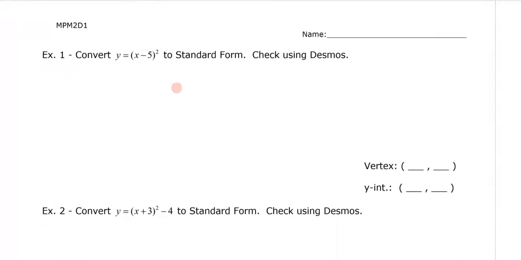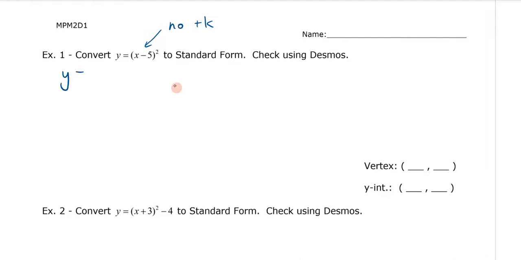Hopefully you had a chance to have a look at the marble slides activity and explore the vertex form a little bit. So let's have a look at some equations in vertex form. Here's one: y equals (x minus 5) squared. It's also considered to be in factored form because there's no plus k outside, so it could be looked at as factored form. But let's convert this into standard form.